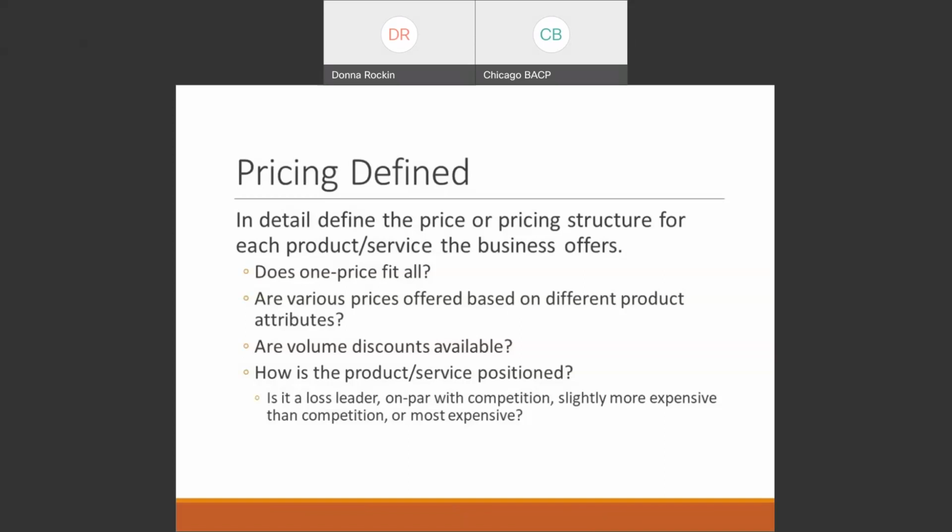Are various prices offered based on different product attributes? And that's where you would think about Chevy, Buick, or Cadillac. As you get leather, as you get more features, more safety features, all the cameras.